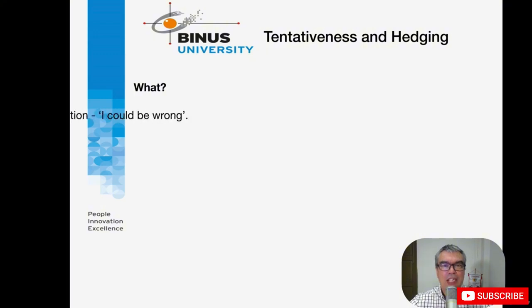This is about taking a cautious position in your writing. It means having the attitude that you could be wrong as you discuss the ideas and thoughts in your writing. Now, let's look at why this is important, because it is a very important attitude to take, and I'll explain why.